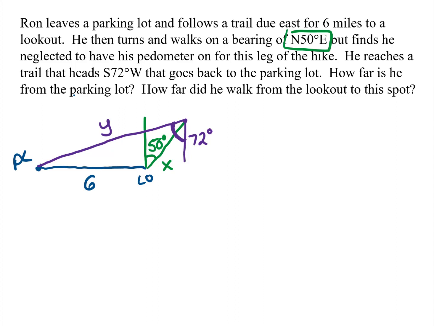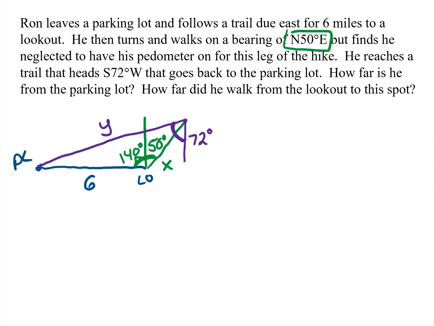All right, so we see we've formed a triangle, and I've got one side of the triangle, 6. I don't have any angles in the triangle, but I can get two of the angles. I know this is a 90 degree angle because we were headed due east and then we measure off from due north, so that's got to be a 90. So that whole angle in that triangle would be 90 plus 50, or 140 degrees.